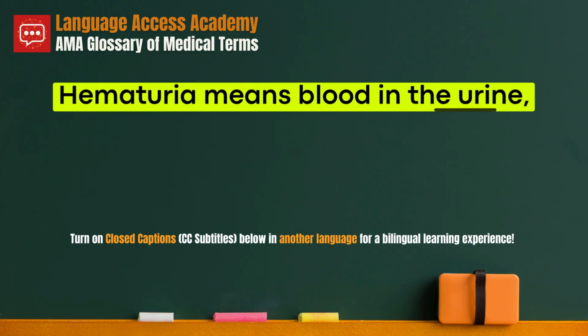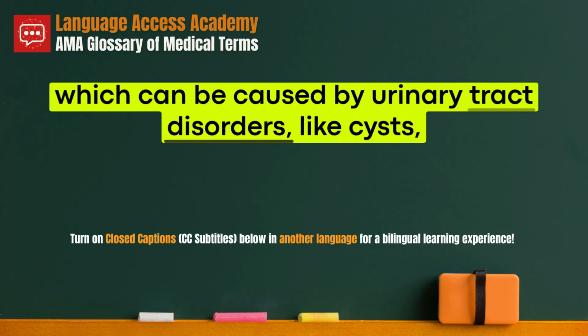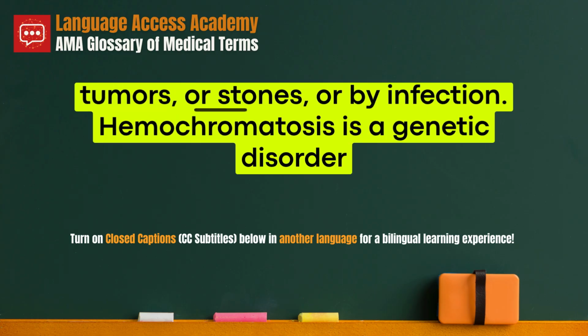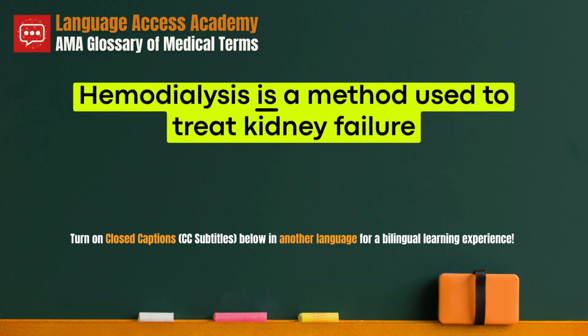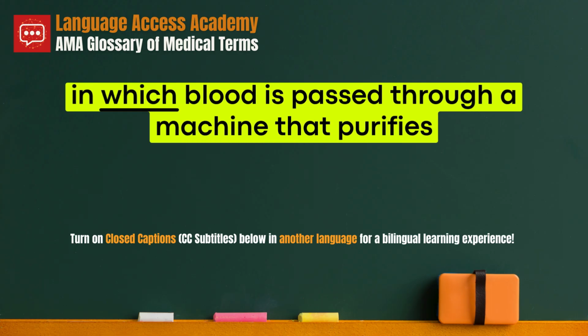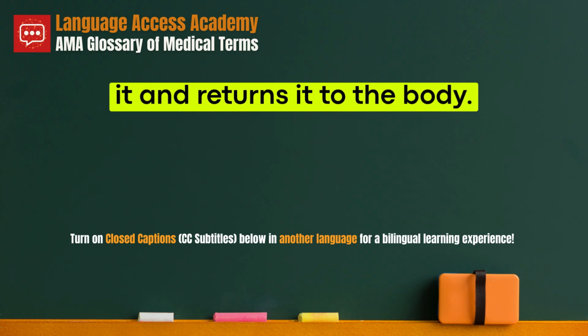Hematuria means blood in the urine, which can be caused by urinary tract disorders, like cysts, tumors, or stones, or by an infection. Hemochromatosis is a genetic disorder in which too much iron is absorbed from food. Hemodialysis is a method used to treat kidney failure in which blood is passed through a machine that purifies it and returns it to the body.